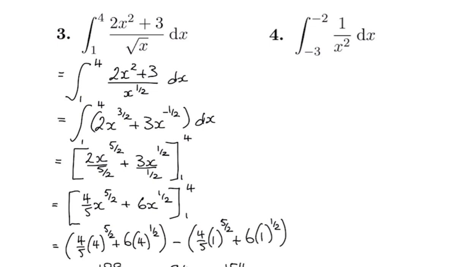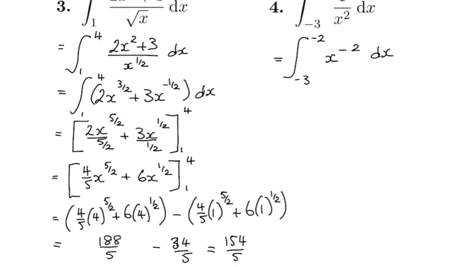And the last one, question 4, again, be careful, both the limits are negative. The first thing I'm going to do, so we are integrating between -3 and -2, and it's x to the -2 with respect to x. Square bracket, remember, add 1 to the power and divide by the new power, so you get -x to the -1 between the limits of -3 and -2.